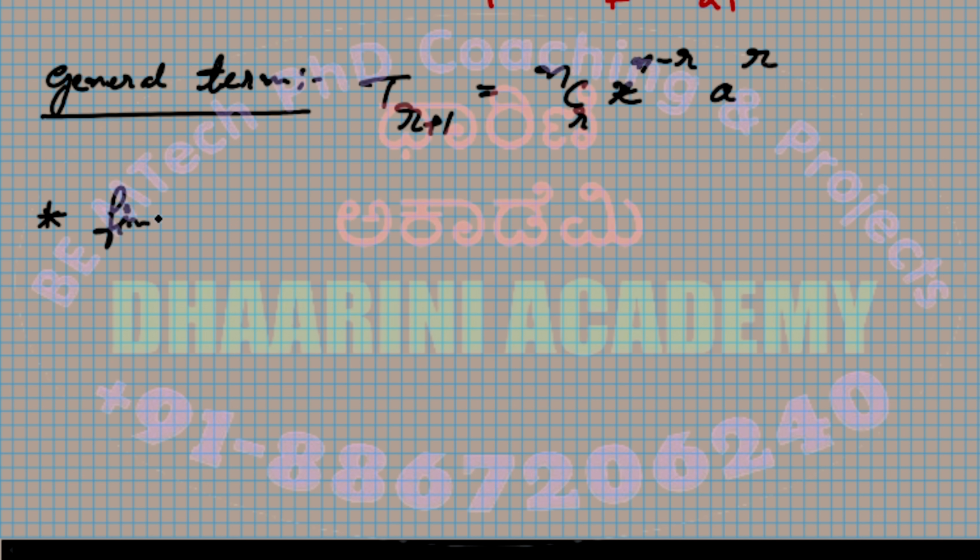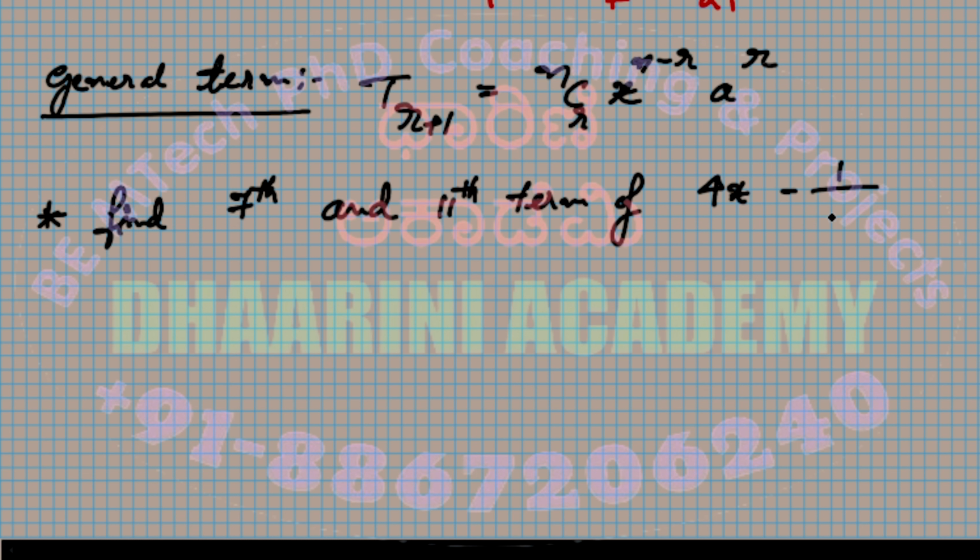Find the 7th and 11th term of (4x minus 1 divided by 2 root x) raised to the power 13. When that is expanded, what is the 7th term and the 11th term? We need to find them. So the question is T7 and T11.